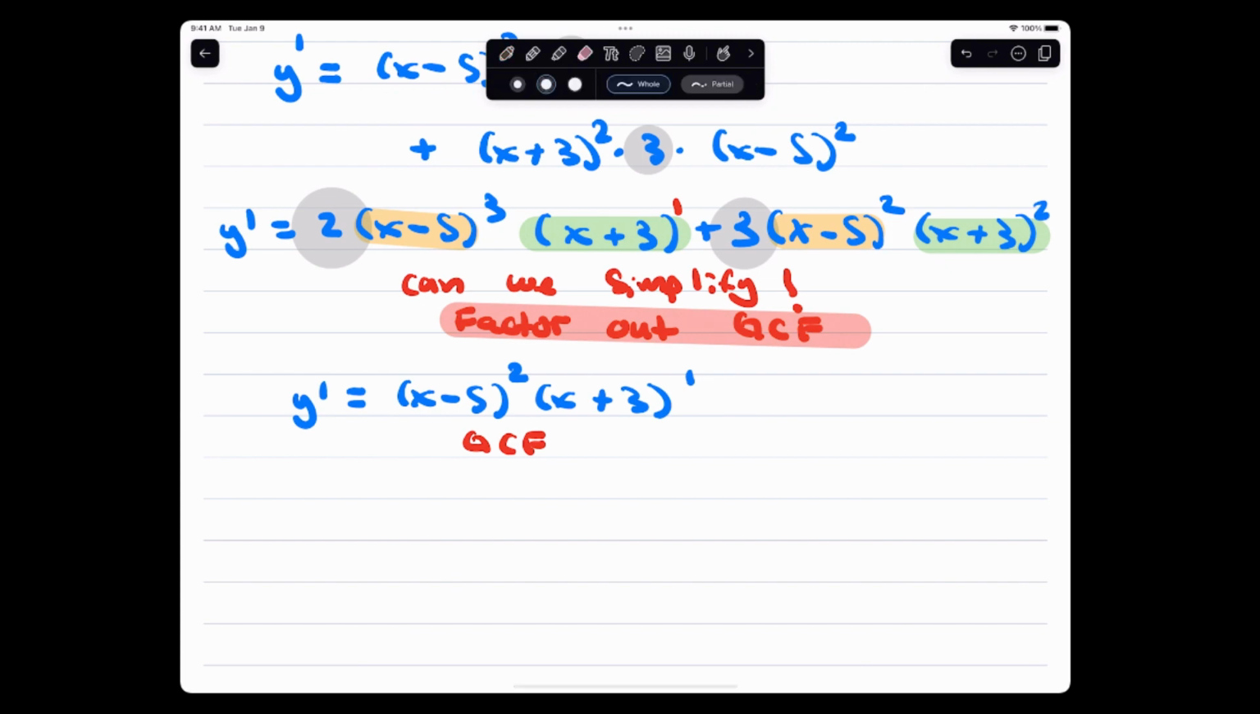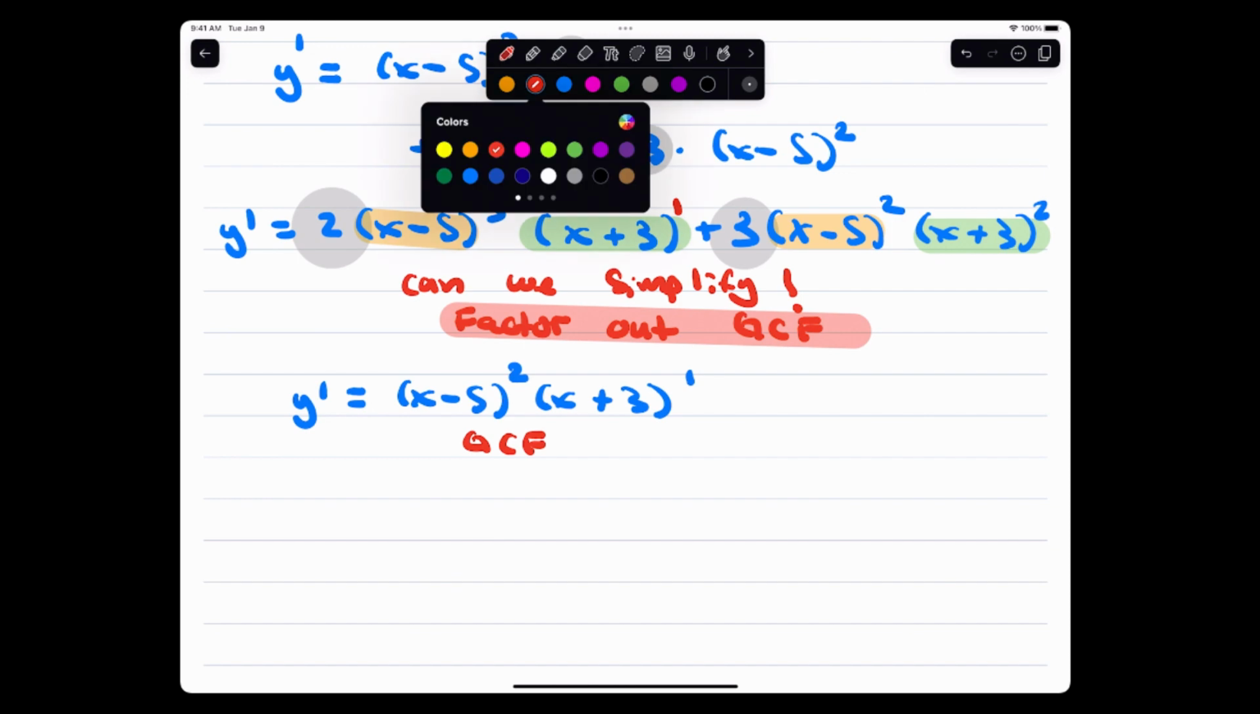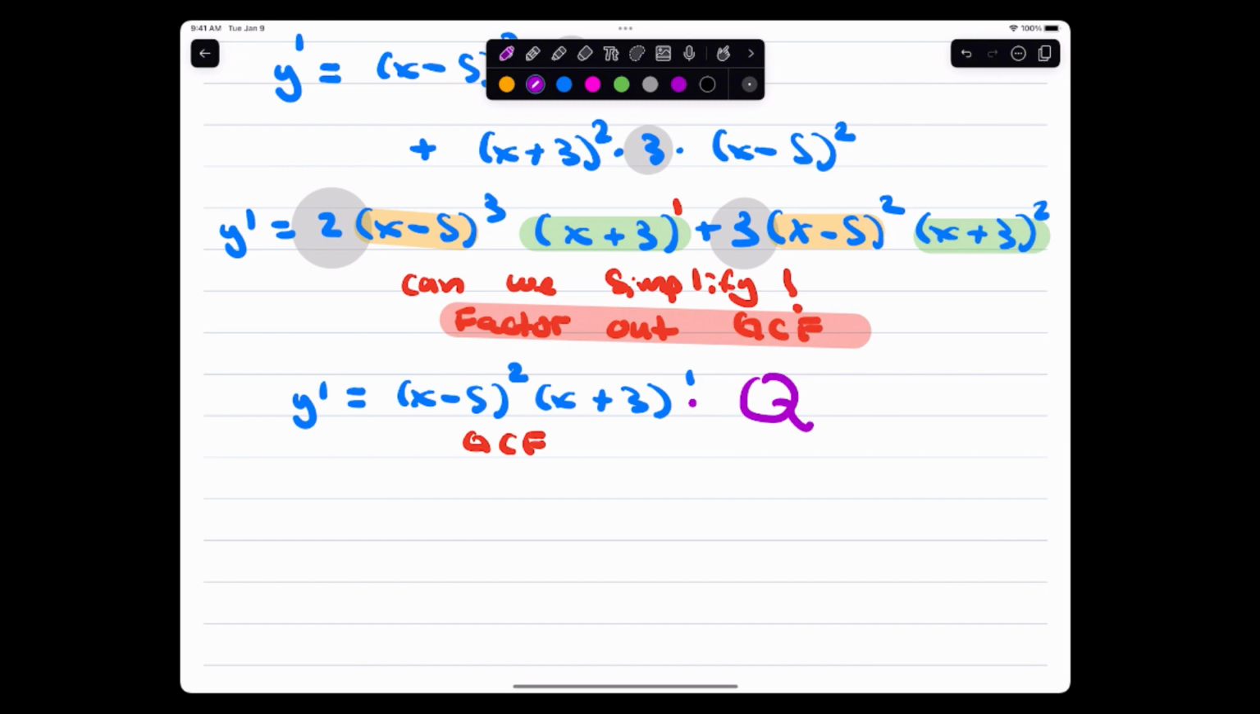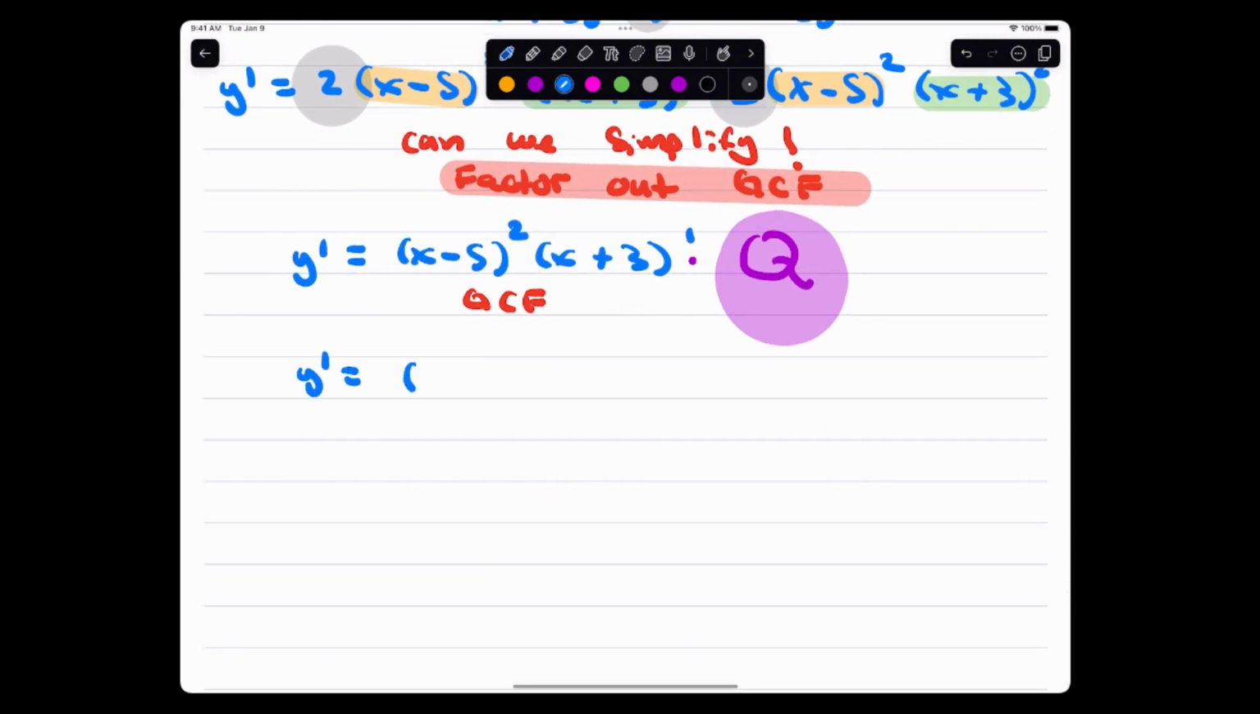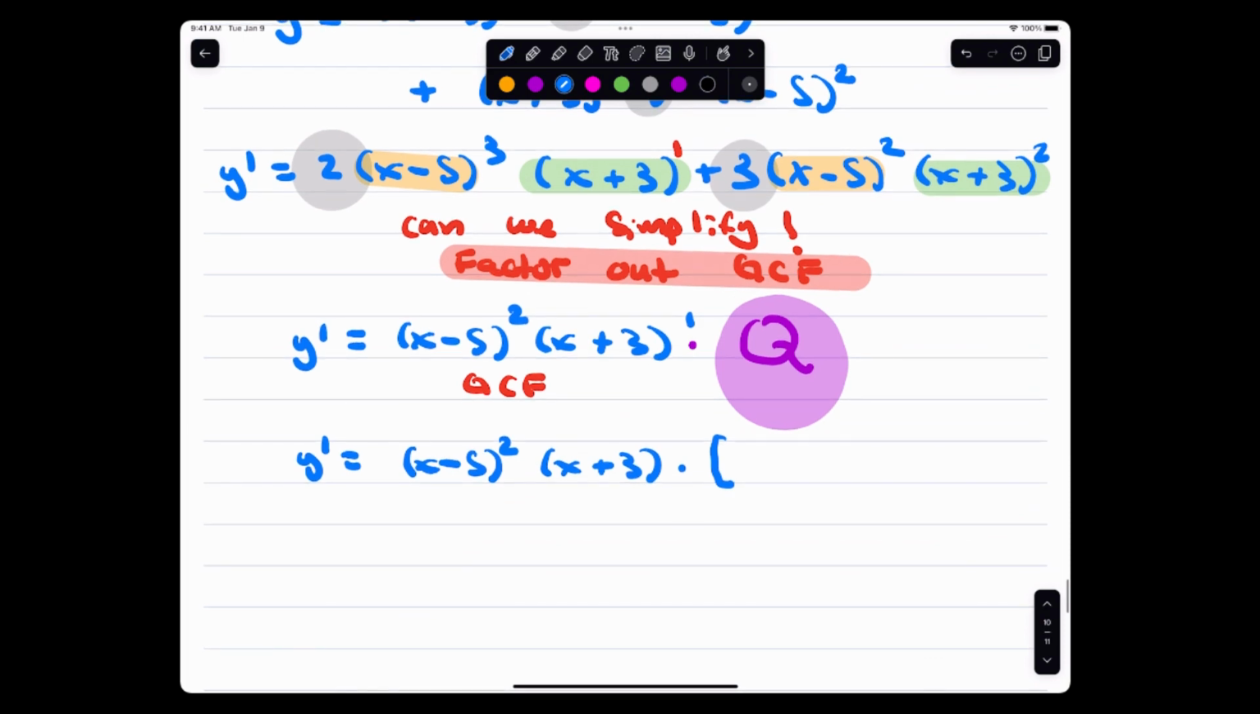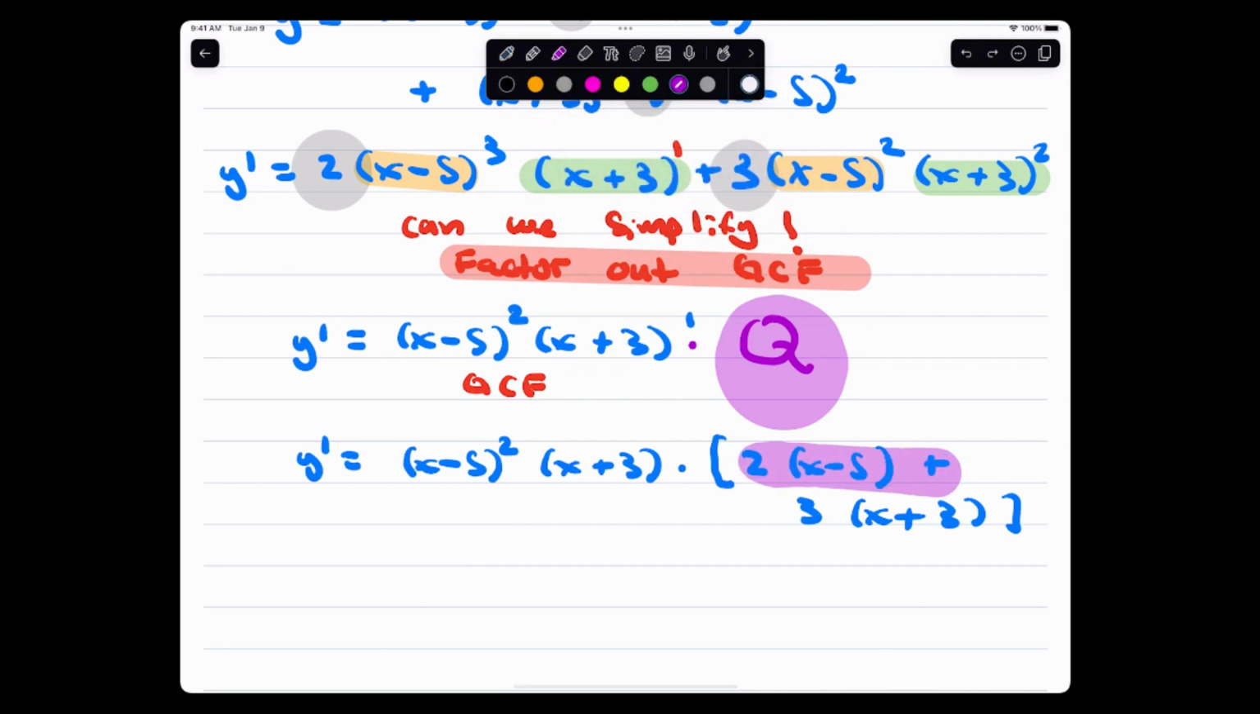And if you guys remember from beginning algebra, that's going to be times a quotient. And you might say, how do I get that quotient, right? I could kind of look at it, and I could say, the quotient is 2 times x minus 5 plus 3 times x plus 3 here. So in purple, this is our what? Our quotient.